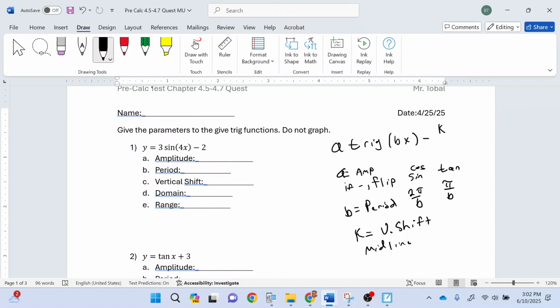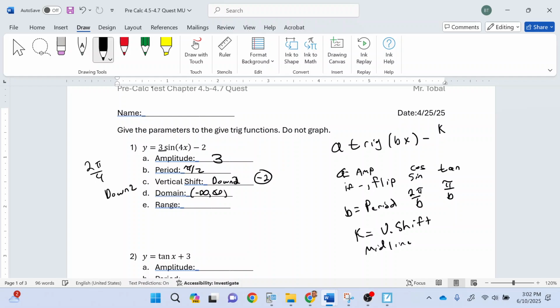All right, let's talk about these. First off, sine, 3 sine 4x minus 2. In this case, my amplitude is 3 because my a value is 3. My period should be 2 pi over 4, so in this case it's pi over 2. My vertical shift, in this case, is down 2, because negative 2 is my k value. My domain, for sine, I could plug in anything, so negative infinity to infinity, that's fine.